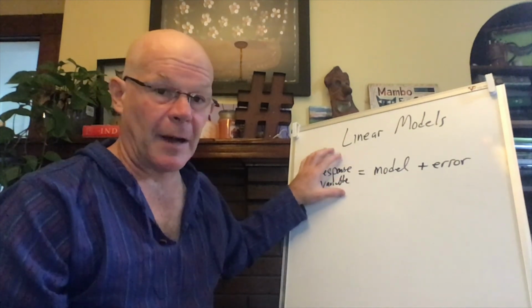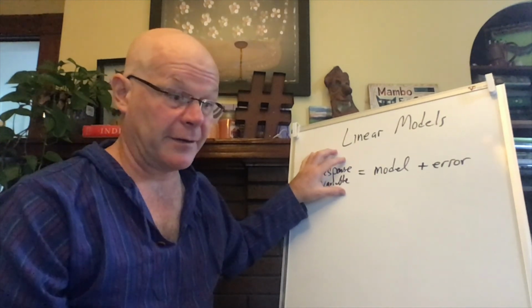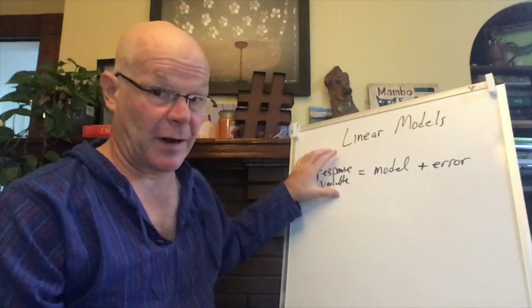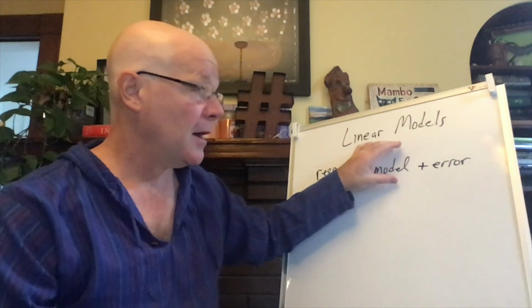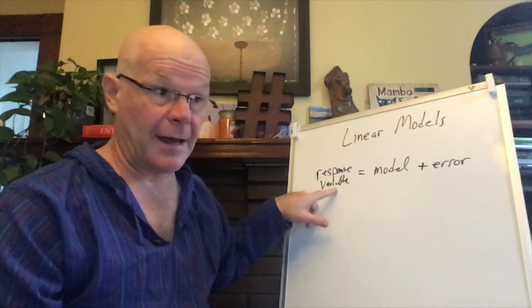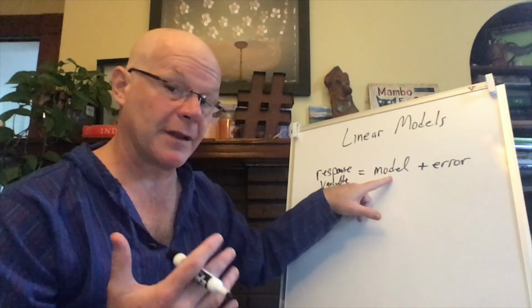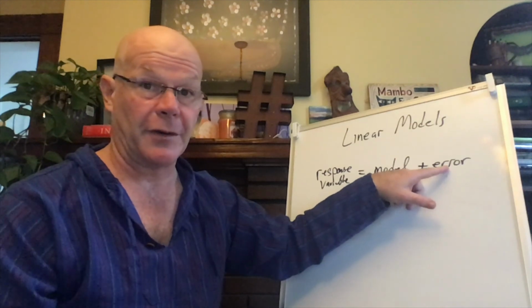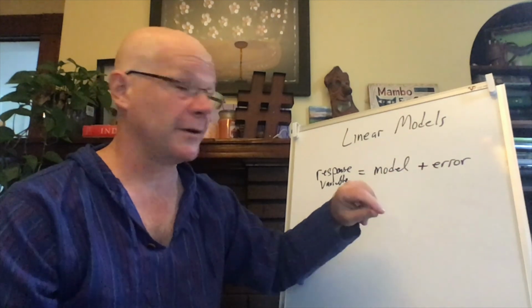So we have our response variable, something that we're trying to predict. We'll have our model, which we will be doing our best to try to predict something with. But our model is never going to be 100% accurate and explain everything. So there's going to be some variation that's out there that the model is unable to capture, and that's what is going to be in our error term. Okay.